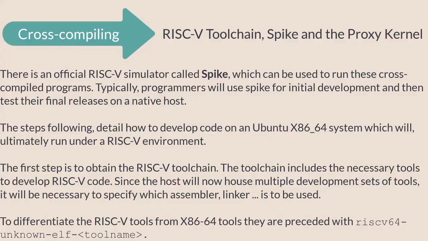The first step is to obtain the RISC-V toolchain. The toolchain includes the necessary tools to develop RISC-V code. Since the host will now house multiple development sets of tools, it will be necessary to specify which assembler, linker, etc., is to be used. The commands for assembling and linking are similar to the commands that run on a native host. To differentiate the RISC-V tools from the, in this case, x86-64 tools, they are preceded here with the riscv64-unknown-elf- prefix.